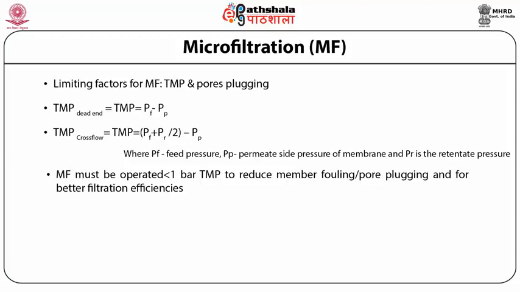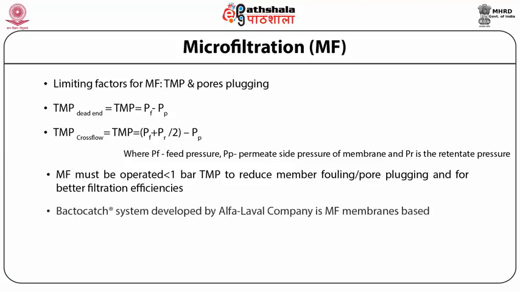Microfiltration has several applications in different industries. In the dairy industry, microfiltration membranes, which have different pore sizes like 0.8 and 1.4 micron mean pore diameter, are used for bacteria and spore removal from homogenized whole milk. Alfa Laval utilized this concept, and the company has developed a process called the Bactocatch system using this membrane, particularly the MF membrane.